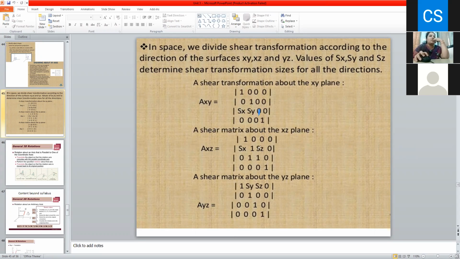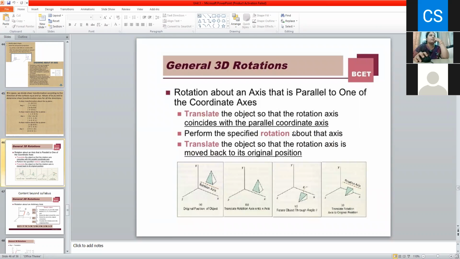Then XZ plane means Y is changing, so the second row will have change. And YZ means X is changing. That's why the first row is having that effect. Okay. Shall we move to the next point? Is this clear to all of you? Is it clear? Yes, ma'am.